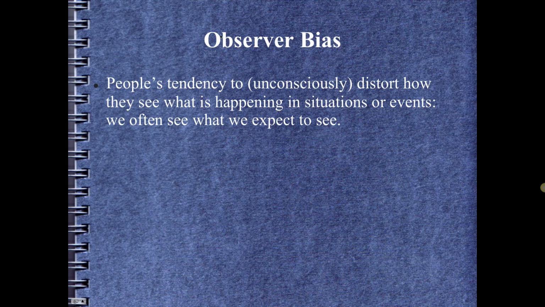We talked about this a little before, bias, but we can have observer bias. And that is, it could be us. If we're the observer in our study or somebody else is the observer, people's tendency, even though it might be unconscious, is to distort how they see what's happening in situations or events. We often see what we expect to see. I'm sure you've heard examples where they asked two people to report what happened as witnesses to a car accident, and the two will have very different stories, even though they witnessed the same exact thing.